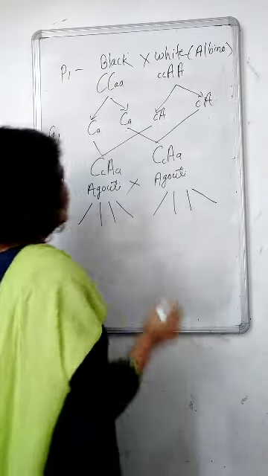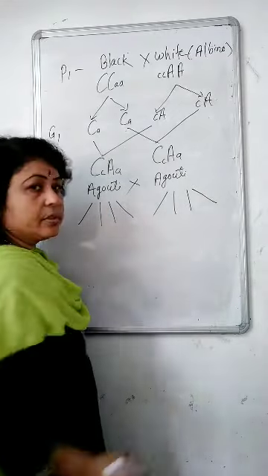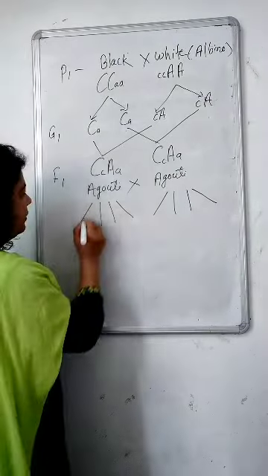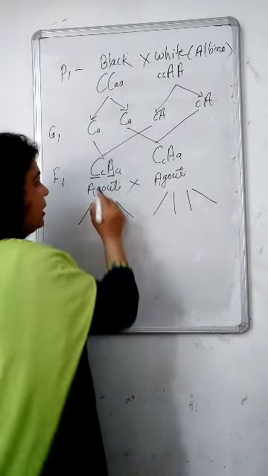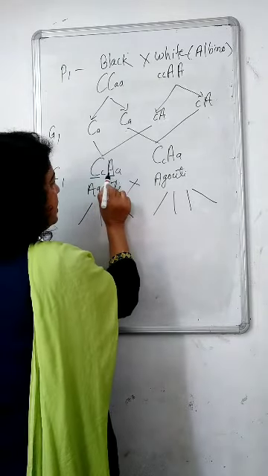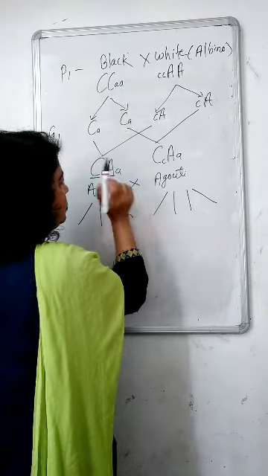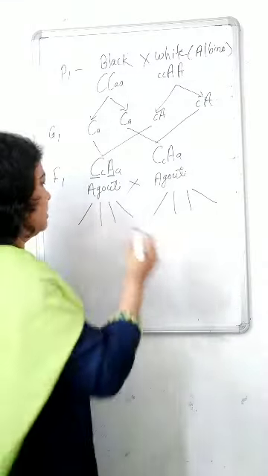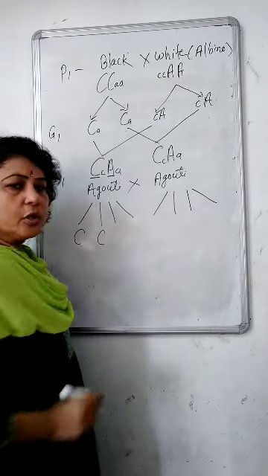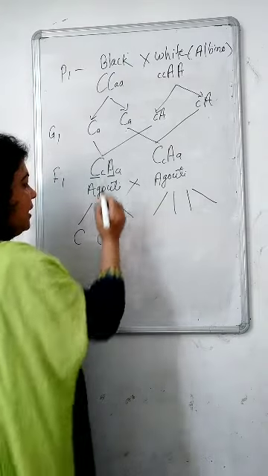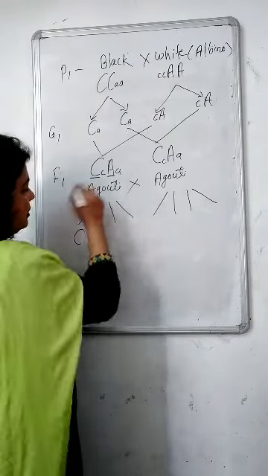Okay. So how should we produce the gametes? Firstly, there are 2 genes, C and A, and the alleles are capital C, small c, and capital A, small a. Firstly, take the first gene. It is in dominant condition, so capital C, and A comes after that.